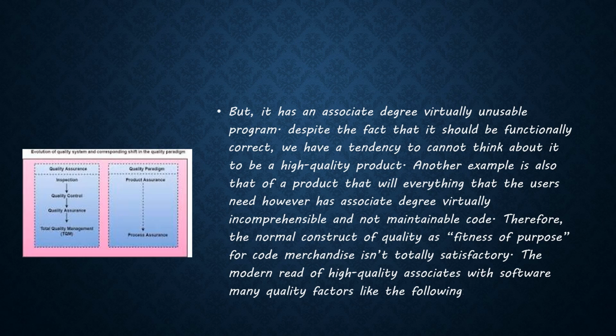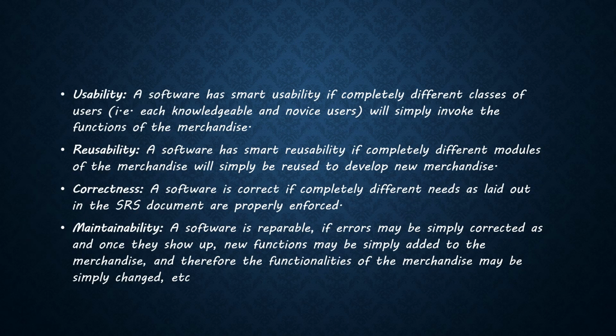The modern view of high quality associates with software many quality factors like the following. Usability. A software has good usability if different categories of users, that is, both expert and novice users can easily invoke the functions of the product. Reusability. A software has good reusability if different modules of the product can easily be reused to develop new products. Correctness. A software is correct if different requirements as specified in the SRS document are properly implemented.